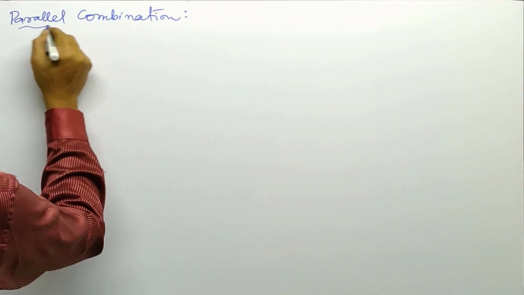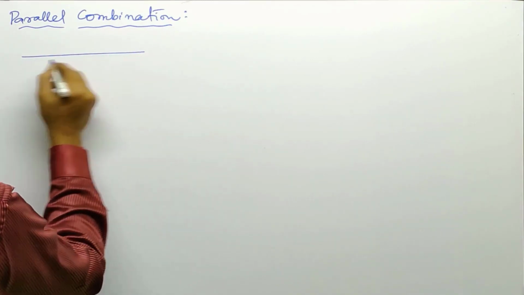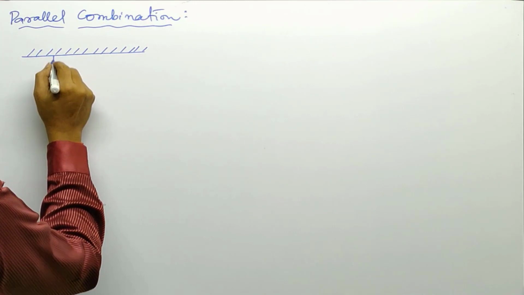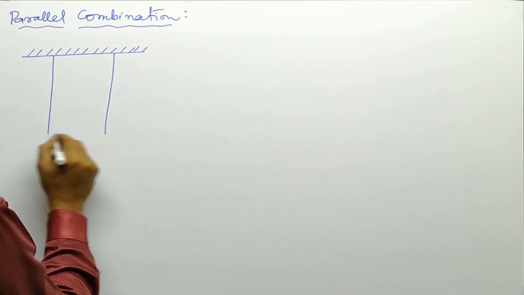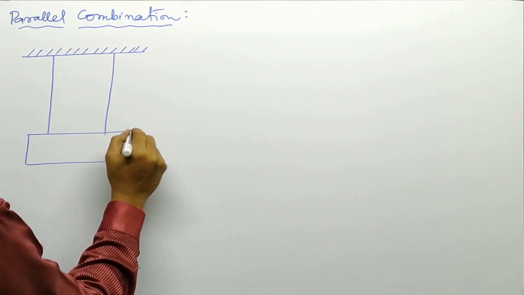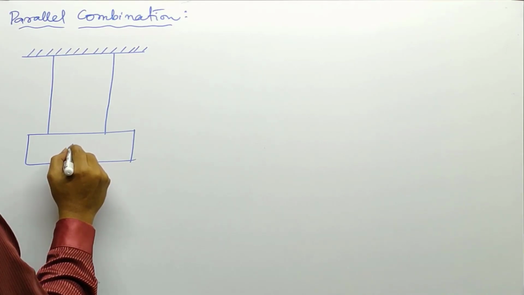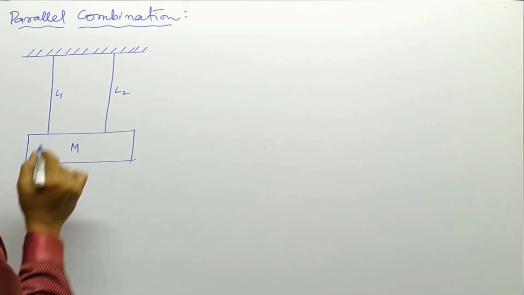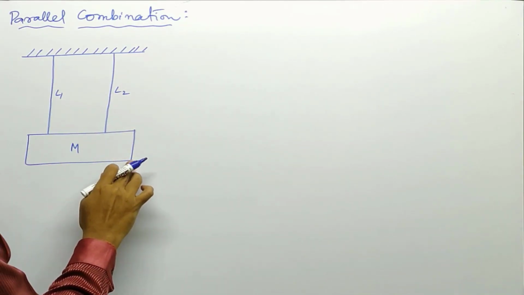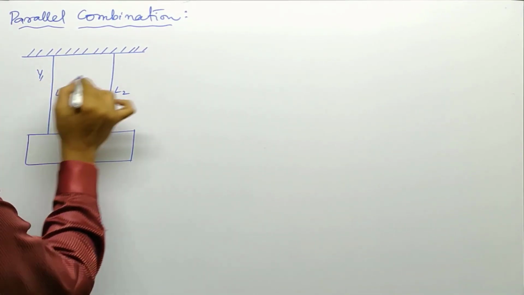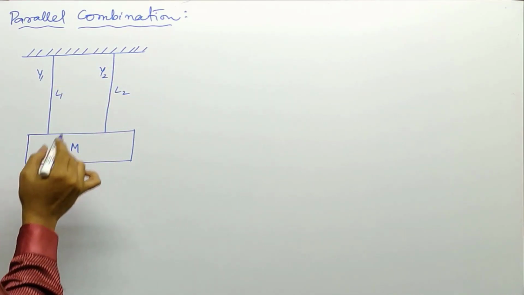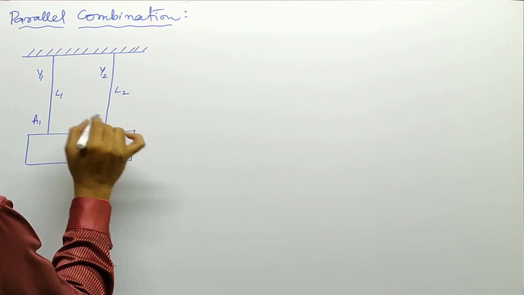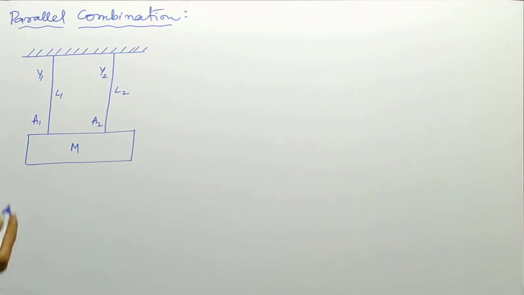Parallel combination. When two different Young's moduli of the same length are suspended from a rigid support and a load is attached here. L1 is the length of the first wire, L2 the length of the second wire, Y1 the Young's modulus of the first wire, Y2 the Young's modulus of the second wire. Let us assume A1, A2 are the areas of cross section of the first wire and second wire.